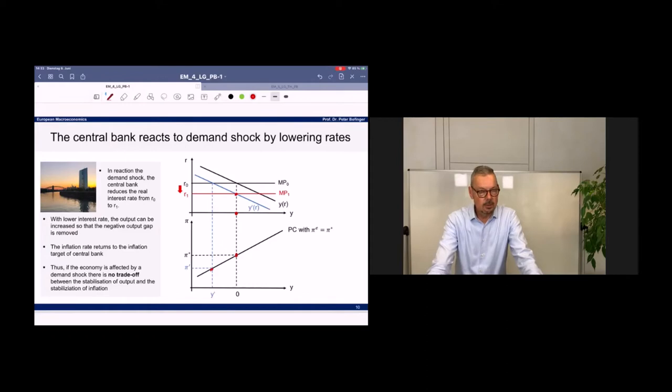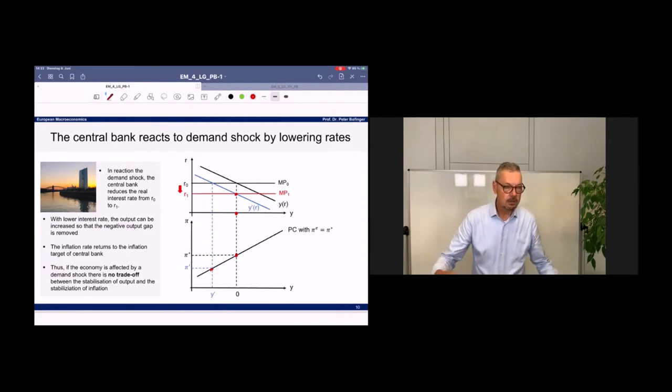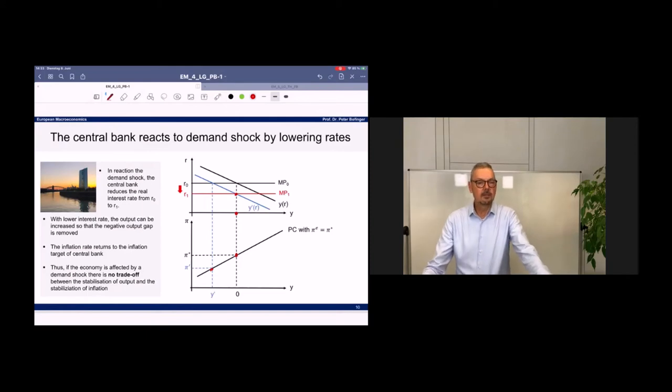So in the Mankiw introductory book, Mankiw teaches the students already on one of the first pages that there is always a trade-off between output stabilization and price stability. There's always this trade-off, and it's not true. And why does he come to this result? Because he does not start from a situation after the shock has occurred. When you're in a situation without a shock, then you always have this trade-off. But if you have a demand shock, positive or negative, the important thing is there's no trade-off.